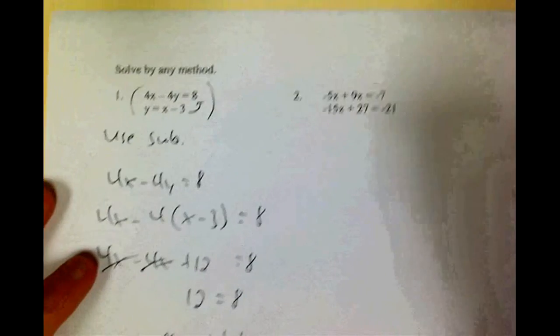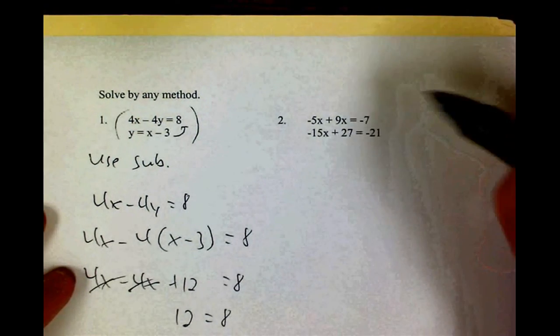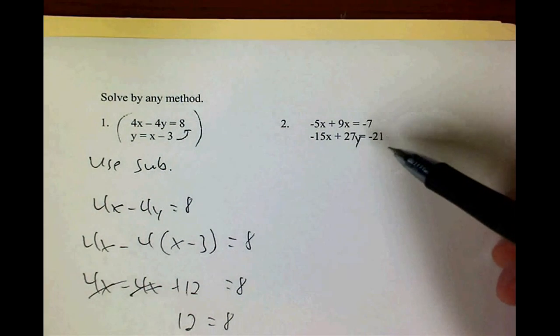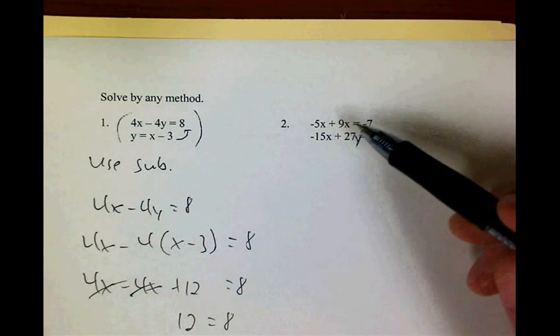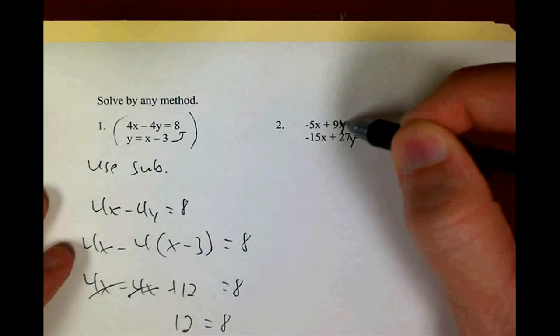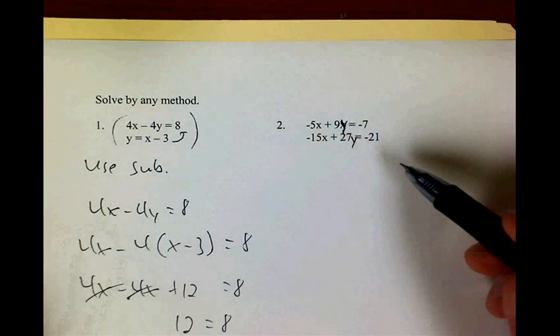Let's look over here. Would you want to do substitution over here? I left out a y. Let's put the y in. No, you wouldn't want to. Because if you solve for any of these for x or y, you're going to have fractions. We don't want fractions. And we can't add as they are. So we're going to have to make a decision here. What do we want to do?